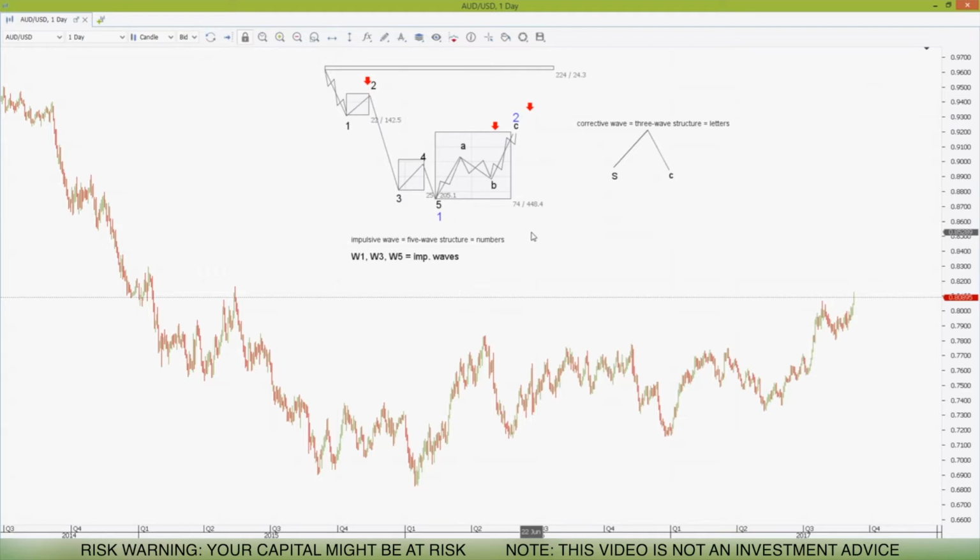You will have a zigzag. In a zigzag you will have A, a five-wave structure, B, a three-wave structure, C, a five-wave structure. The difference between a zigzag and a flat is that in a zigzag the B wave cannot retrace more than 61.8 when compared with this swing, and in a flat the B wave must retrace more than 61.8. So the key to looking at a corrective wave is to look at the first part of the corrective wave. If this first part is a five-wave structure, then the B wave cannot retrace more than 61.8 of it.